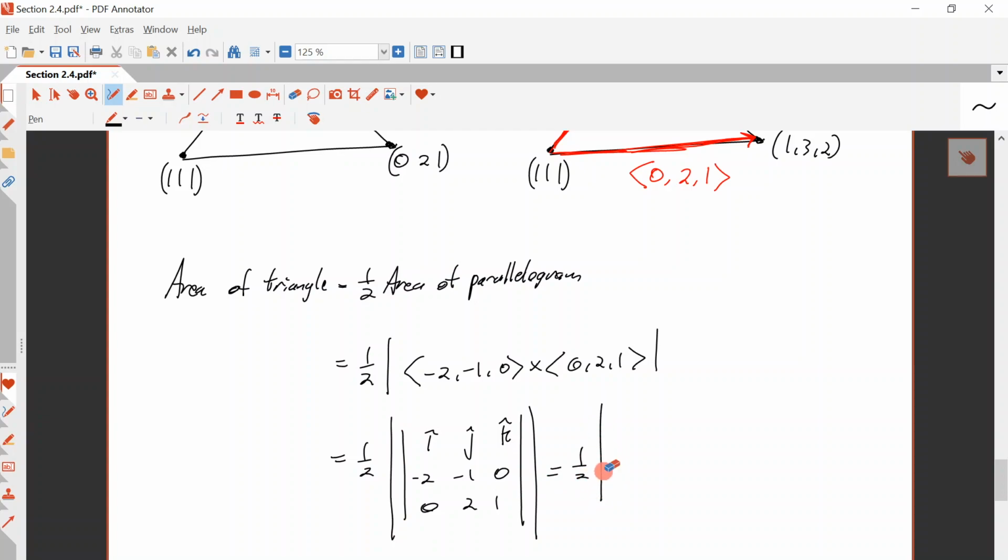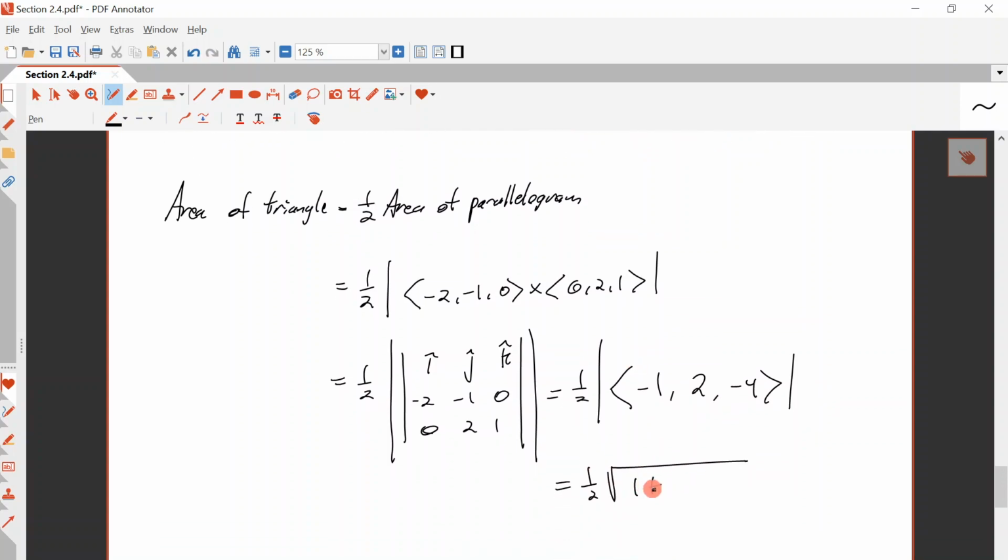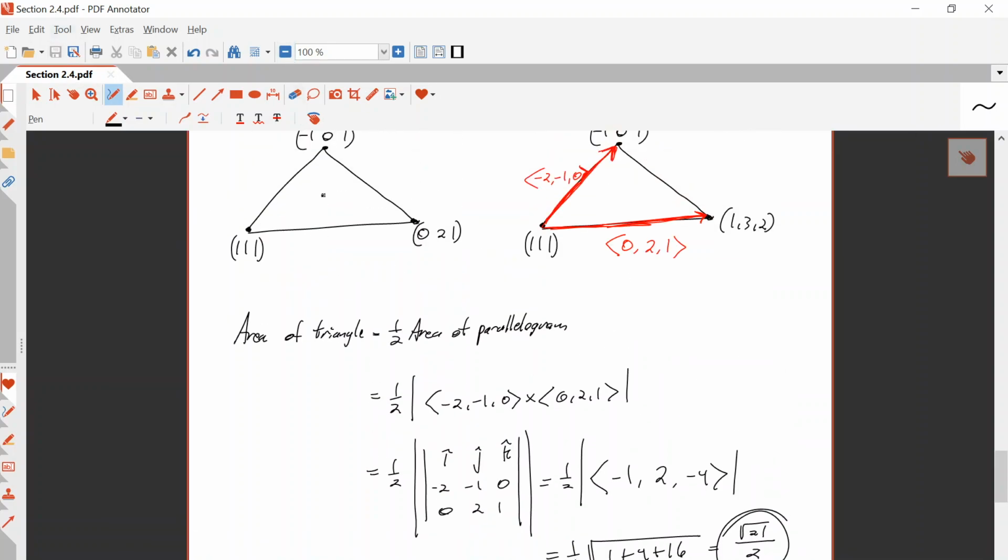So one half the length of the cross product. In the x component, we have minus 1, minus 0. In the y component, minus 2, minus 0, which is minus 2, negated. And in the z component, we have minus 4, minus 0. So one half the square root of 1 plus 4 plus 16 is root 21 over 2. So that is the area of that triangle, and that is pretty neat.